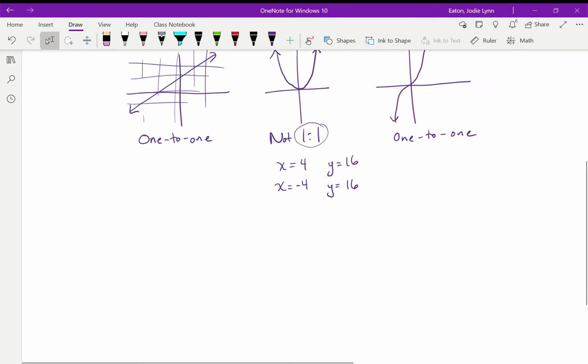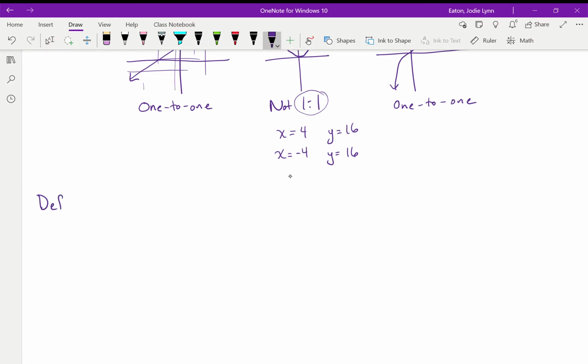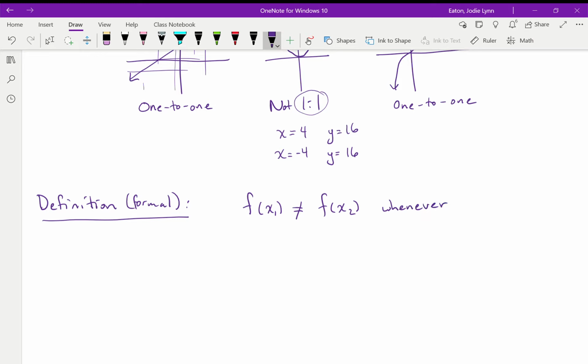Okay, so we can define formally a one-to-one function so that f of x1 does not equal f of x2, so our y values are not equal. You won't have any equal y values whenever the x's aren't equal, whenever x1 is not equal to x2.